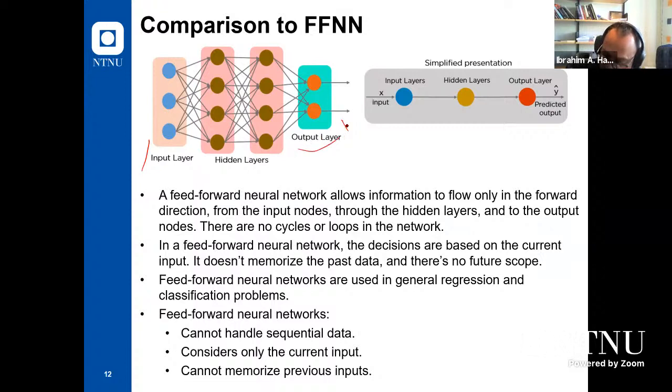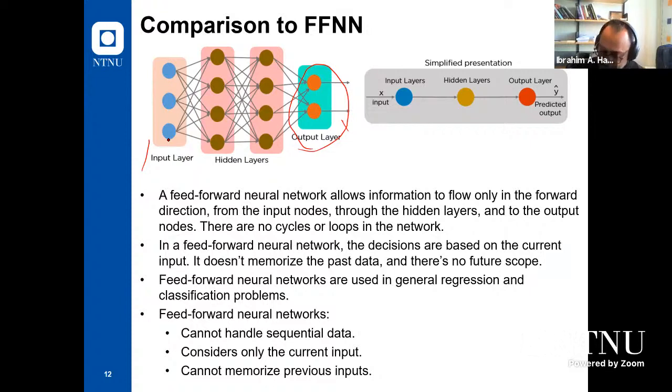I mean, this layer here will maybe be a softmax layer. It will make some decisions. So the decisions made here will be based on the current input in the input layer. So it does not memorize any past data, and there is no future scope.